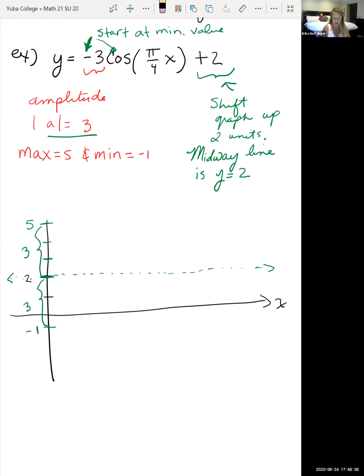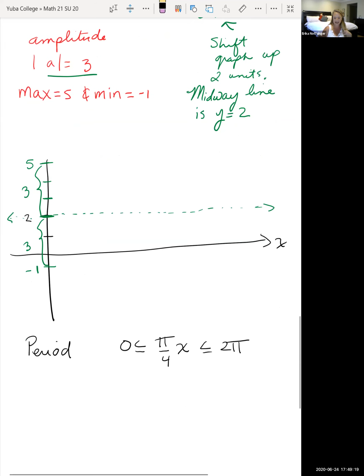Because that's negative and it's cosine. If that had been sine, we'd start not at the origin, we'd start at the midway line. So we still haven't broken this up and figured out the period, so we need the period. Let's sandwich our argument between 0 and 2 pi. So 0 is less than or equal to pi fourths x, which is less than or equal to 2 pi.